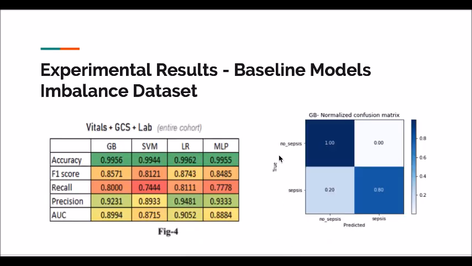Here are the baseline models for the imbalanced dataset. We can see here that the recall for gradient boosting in the imbalanced dataset is 80%. Since gradient boosting worked well in the balanced dataset, it gives a type 2 error which is slightly higher than it was in the balanced dataset.